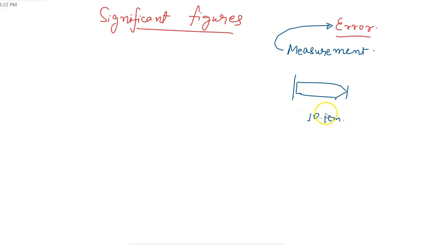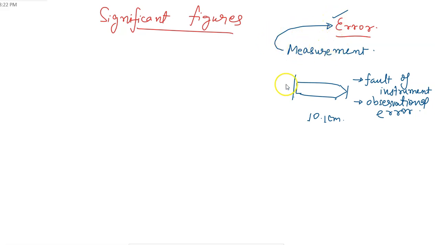So there may be some error in this, that may be due to the fault of the instrument, like I am talking about the instrument using which I am doing the measurement. So there may be a fault in that instrument, or even there may be an observational error. So there are various types of errors that we will discuss more in detail, but this was just a glimpse that if we are doing a measurement, that will also include an error, and it is our duty to bring the final result in terms of the measured value and the error.